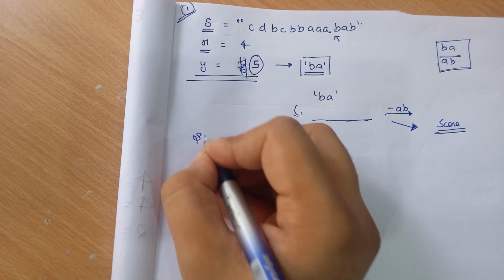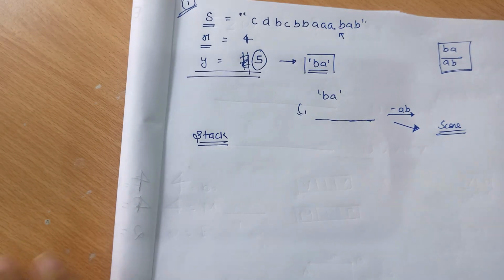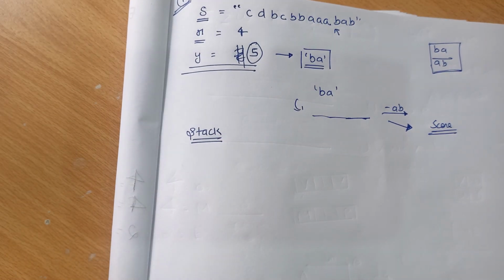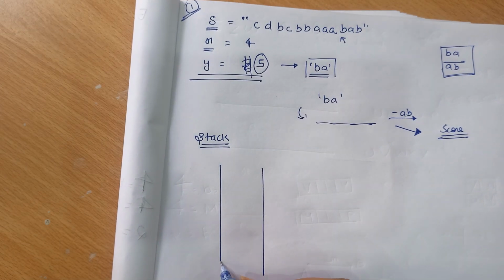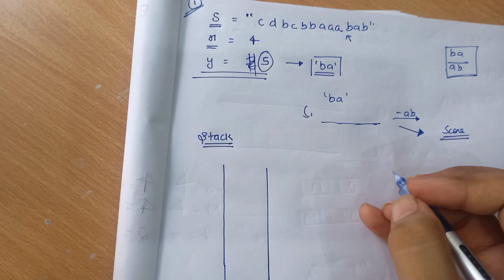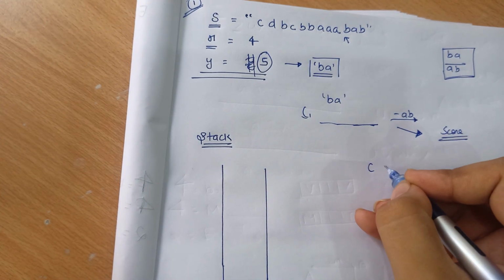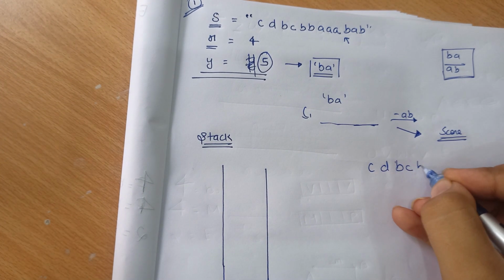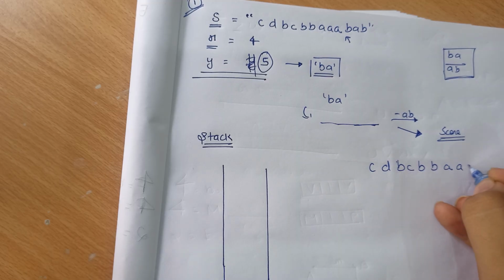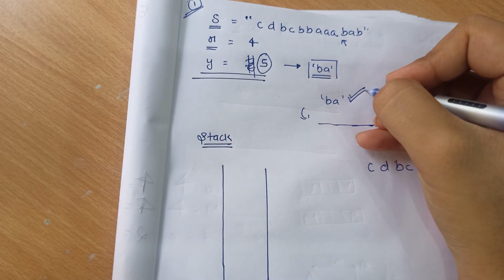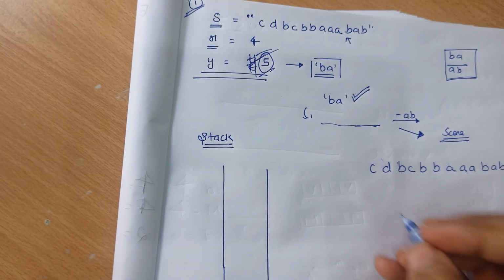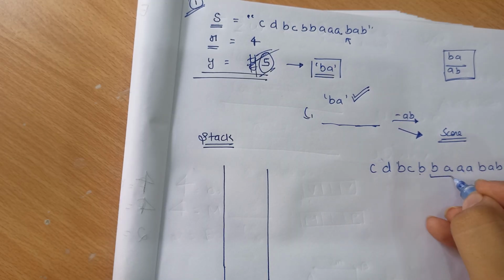First of all, we have to take one stack. The stack is used for removals. So one stack in which we put elements line by line, like the string. Let's take the string again. Here BA is getting more points, 5, so first of all we take BA first only.